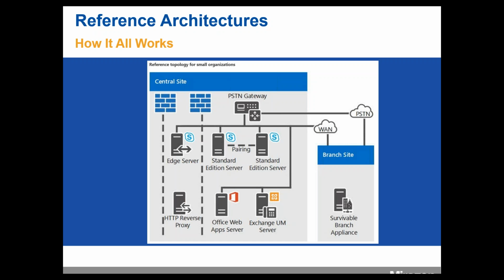Then you have your standard edition servers. I mentioned pool pairing. You have Office Web App Server for things like PowerPoint streaming and OneNote integration. You got Exchange UM, and potentially, maybe you have a branch site that needs to have some level of survivability to make outbound 911 calls in an emergency in case a backhoe operator decides to cut the fiber in front of your building. I'm sure that sounds familiar, right?